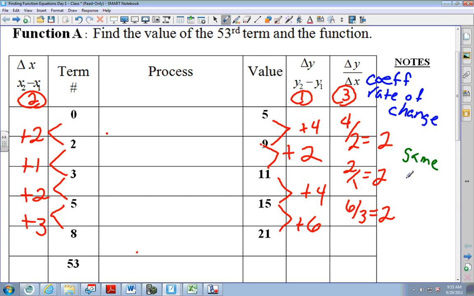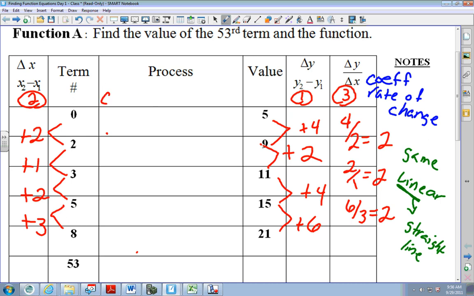The other thing I want to mention is if they're all the same, that means that this data is linear. What do you notice about the word linear? It has line in it. This means that if delta y over delta x is the same, it's going to be a straight line. Okay, that'll become important later on in this unit.